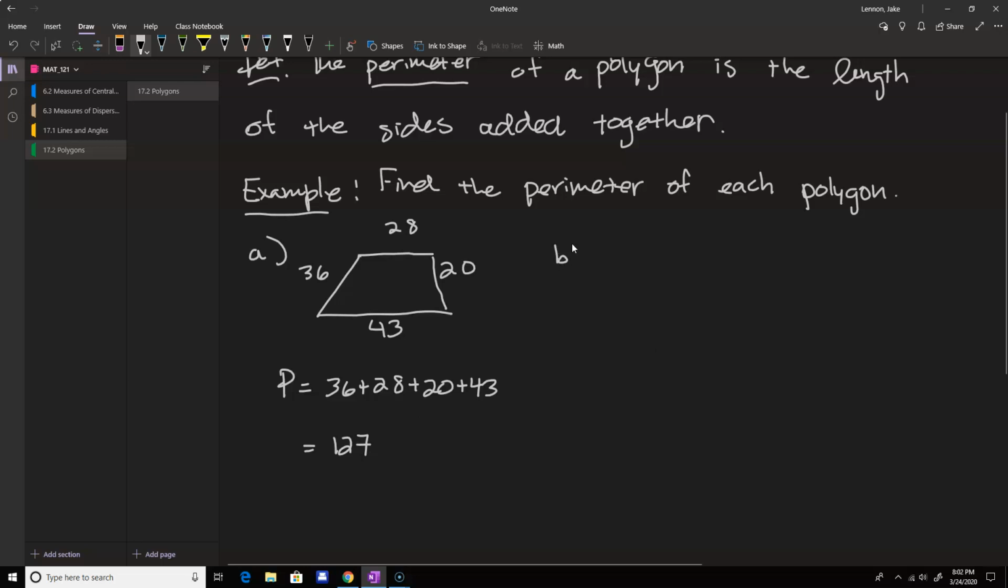So one that is maybe a little bit interesting is if we look at this figure, let's say it's kind of like an L shape.